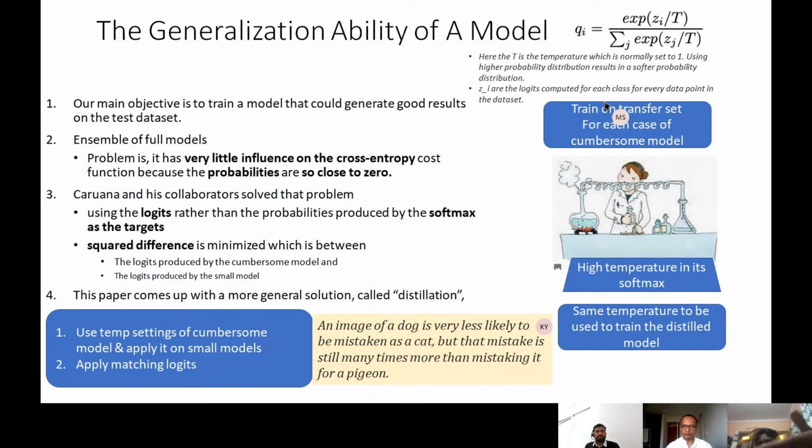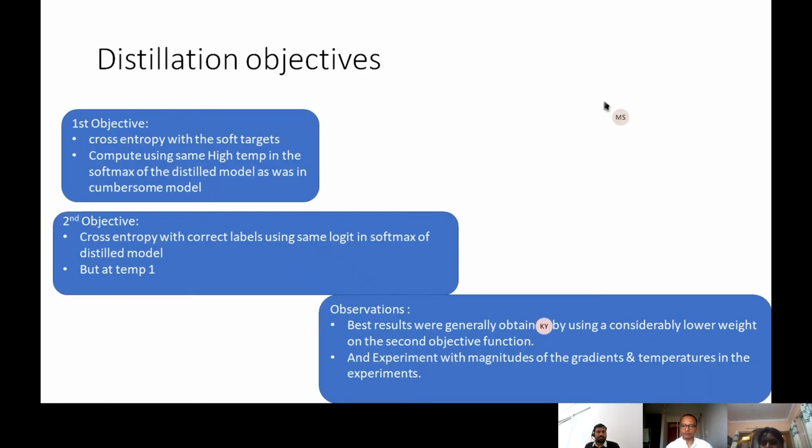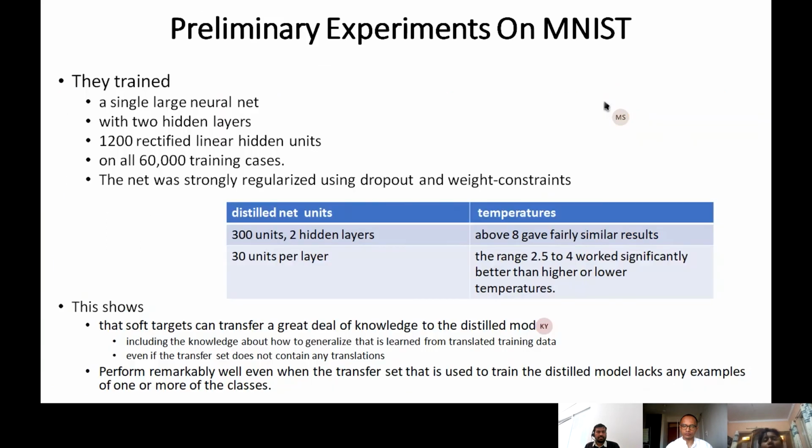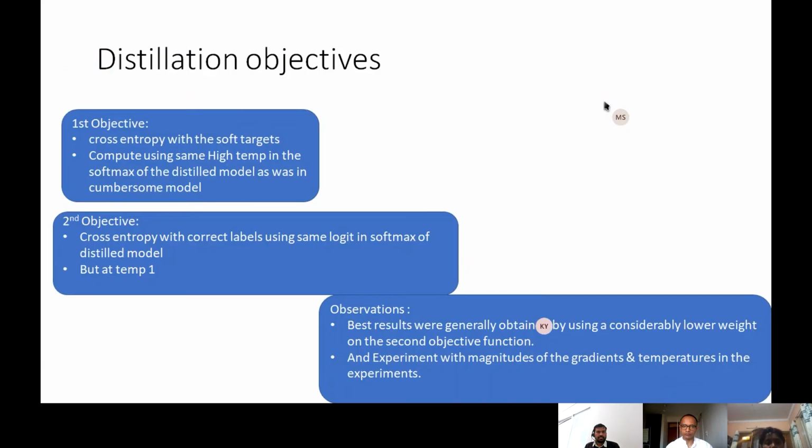In this equation for qi, T is a temperature which is normally set to 1, using a higher value gives a softer probability distribution, zi is the logit for the i-th class, and zj is the logit for the j-th class. So what is the distillation process?